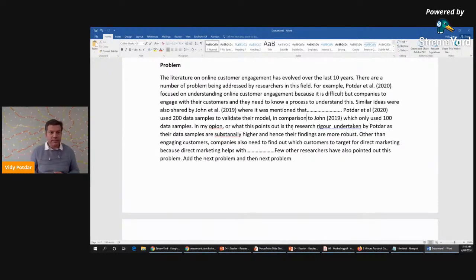You know, it is not just author said this, second author said this, third author said this, and so on. So that's not how a good research summary looks like. Okay, or synthesis looks like. In my opinion, or you can also say in our opinion, or what this points out is, if you don't want to use I, we, our, then you can say what this points out is, and then give your opinion.